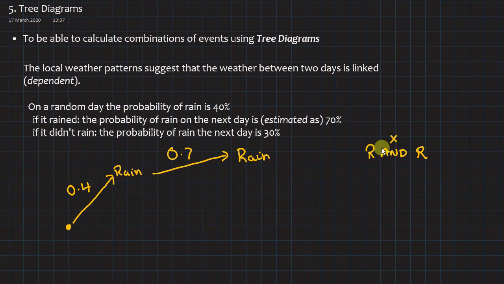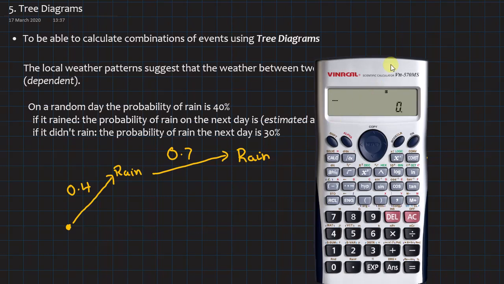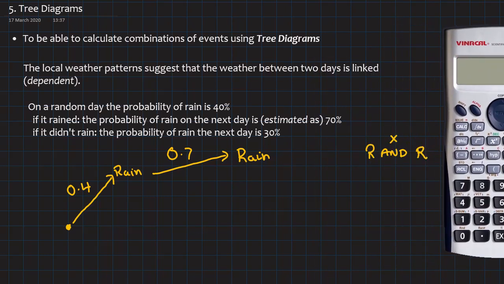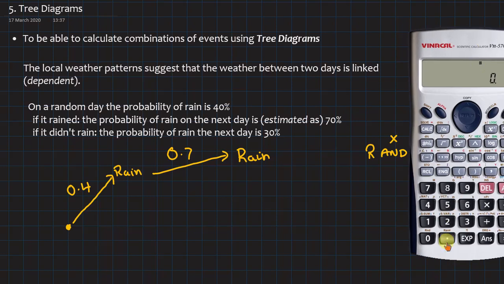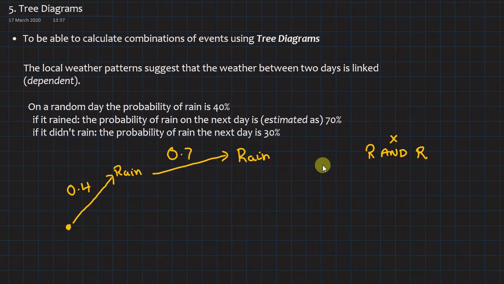So if I get my calculator out, the probability of rain and rain is 0.4 times 0.7. And that's 0.28. So that is one story. You can only follow one path.